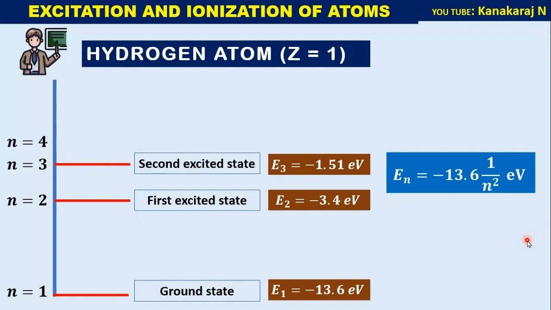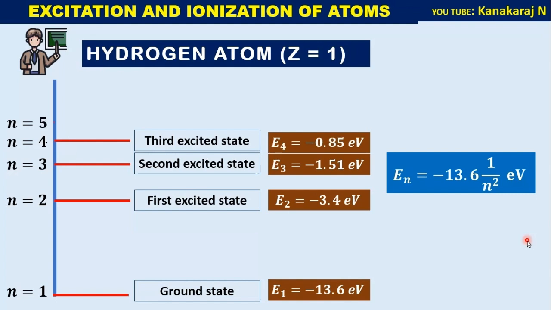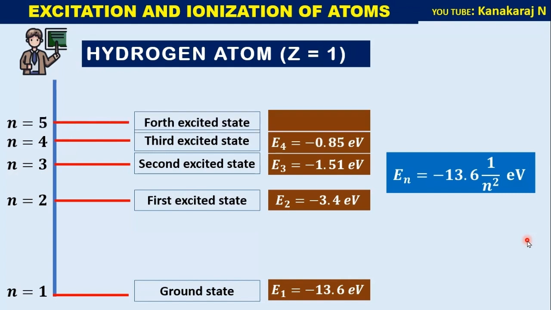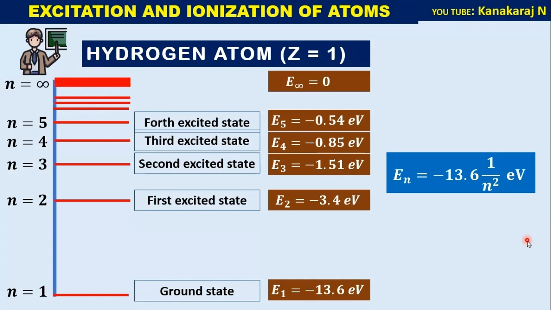Similarly for n equals 4, n equals 5, and then there is an infinite state where the energy is 0. The energy increases when we go to the outer orbits.